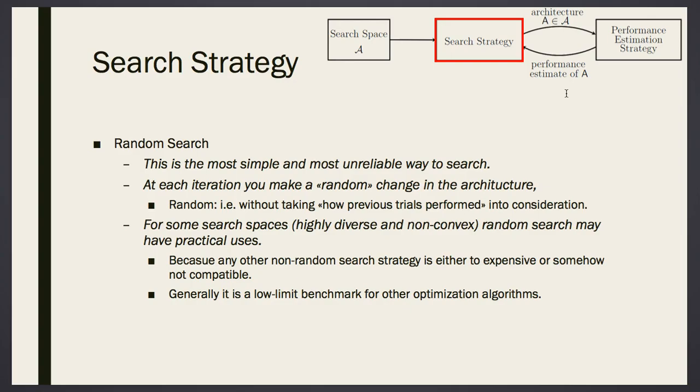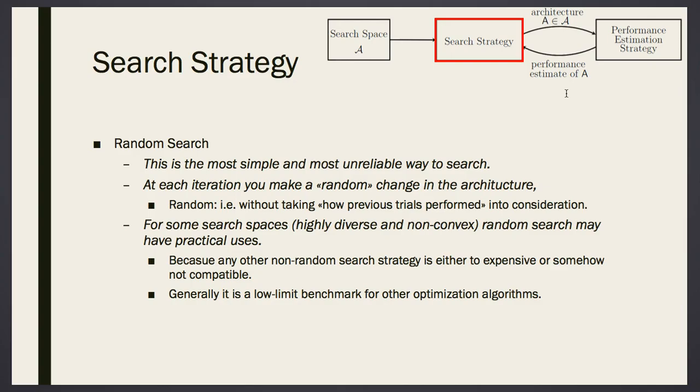For some search spaces which are highly diverse and non-convex, this is a discussion of optimization, guys. Convex architectures in optimization are easy to converge to find the optimum points, and this is a technical term you will learn when you get an optimization course. I'm not going to go into the detail of it. In those cases where the dynamic structure of the search space is so diverse, it's difficult to find your way, you may use random search, maybe to make a preliminary search.